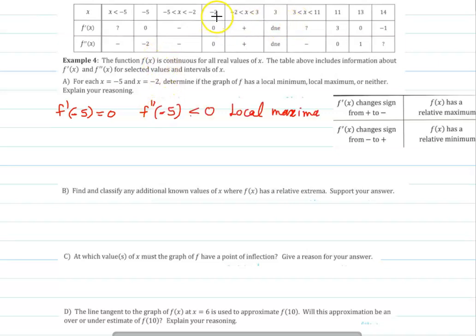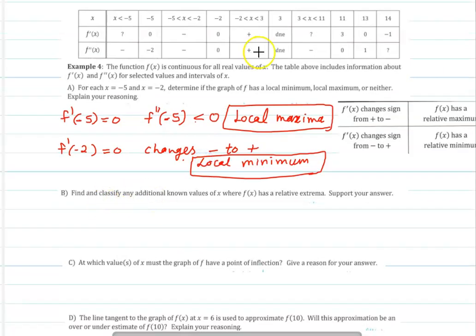Next, we check the point -2. At -2, we see that the derivative changes sign from negative to positive. That means this is a local minimum, because whenever the derivative changes sign from negative to positive, it is a relative minimum, and when the derivative changes sign from positive to negative, it is a relative maximum. So the point -2 is a local minimum.